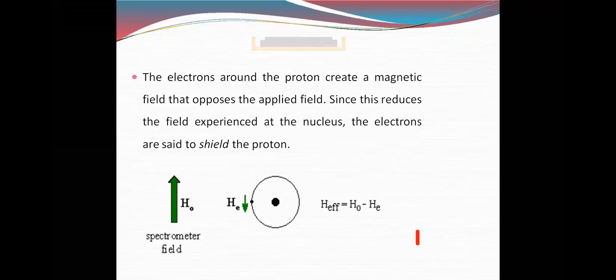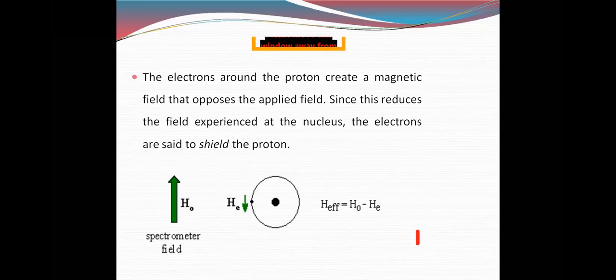So if we increase the electronic field around the proton, it will create a magnetic field. Look at H0 and H_e. H0 is the external applied magnetic field, and H_e is the magnetic field generated by the electrons. They are in opposite directions. Although the electron-generated magnetic field is very weak and the externally applied magnetic field is much higher, it still opposes it. This opposition is called shielding of the proton.